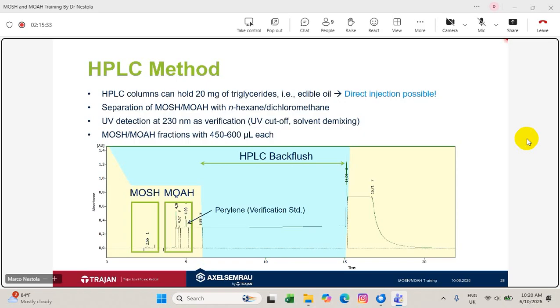Since UV detection is based on the Lambert-Beer principle, you have only co-elution, which means the UV signals will be just adding up. So you don't have something like quenching, because in fluorescence detection you would have quenching. In UV detection it is always a summation of the signals.